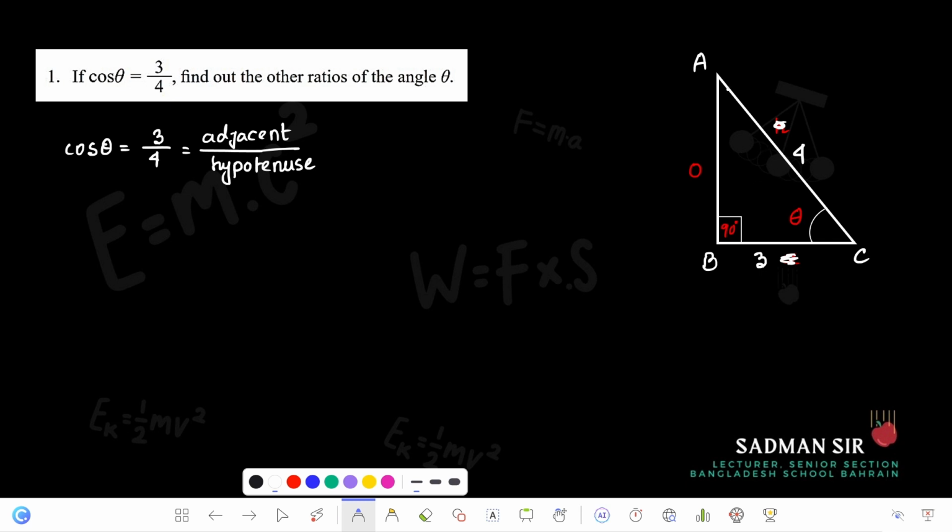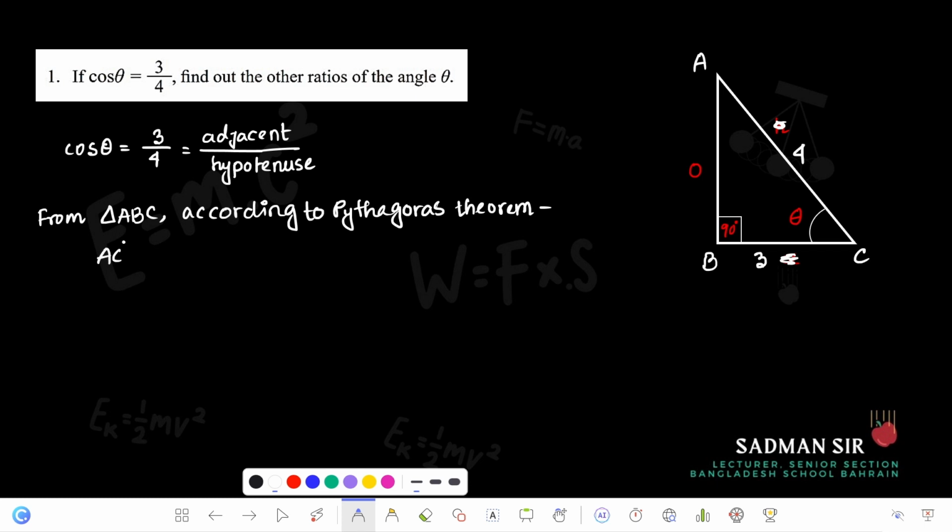Hypotenuse square, that is AC. AC is our hypotenuse, right? We will write it from triangle ABC according to the Pythagoras theorem. What we can write? The hypotenuse, that is AC, square will be on one side, and on the other side, the squares of the other two sides, AB and BC. So AC square equals AB square plus BC square.